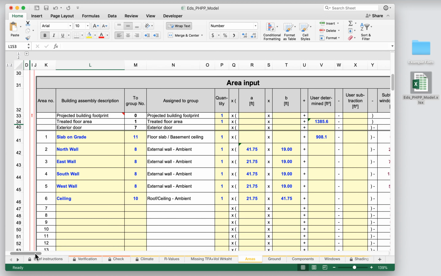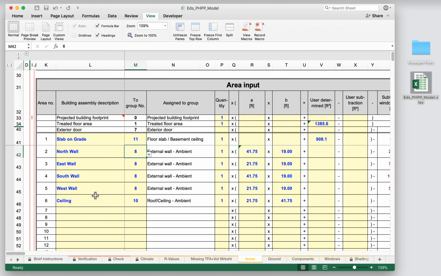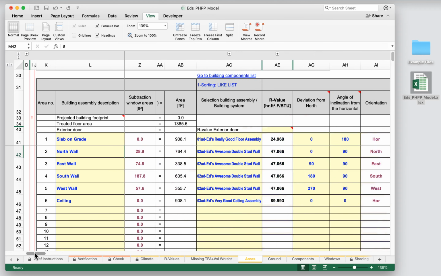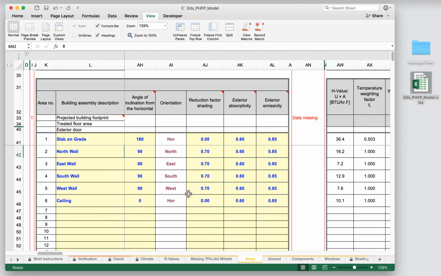And if I scroll over to the right-hand side, I'll freeze this so that we can keep these surface names. If I scroll over to the right-hand side, if you remember, we had a bunch of parameter inputs here that we sort of used some default values for way back when we were doing our surfaces. But maybe we want to be a little more careful now, and maybe we want to try to adjust some of these values. So for instance, we could adjust things like the shading reduction factor, the exterior absorptivity, or the exterior emissivity.